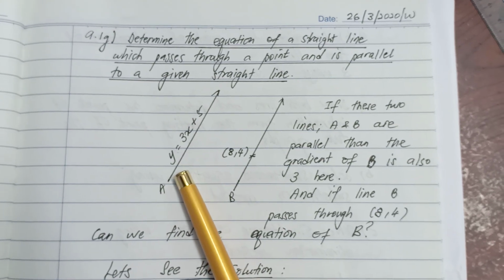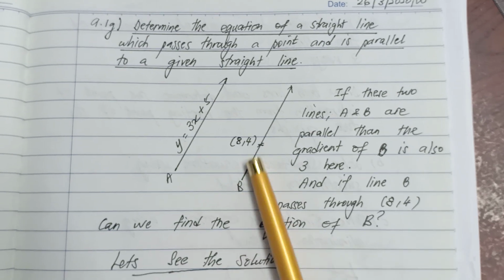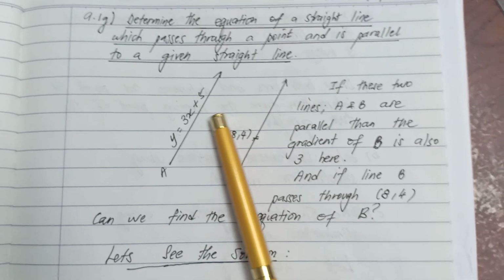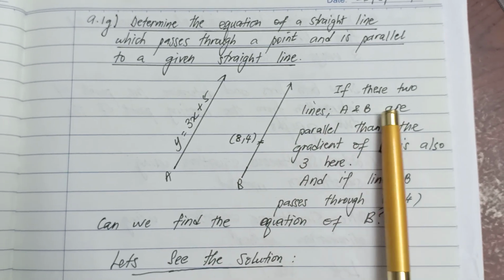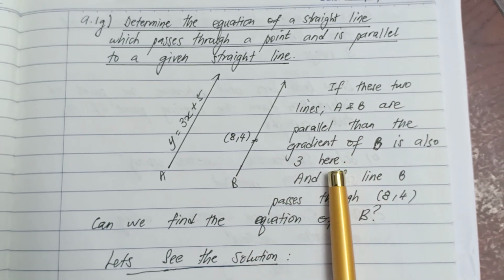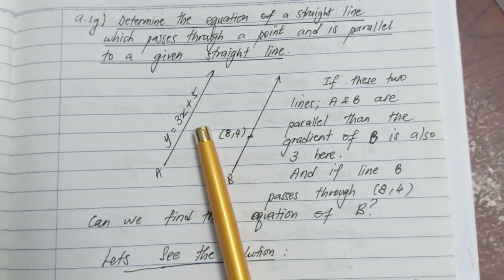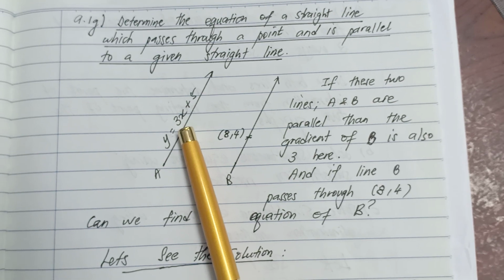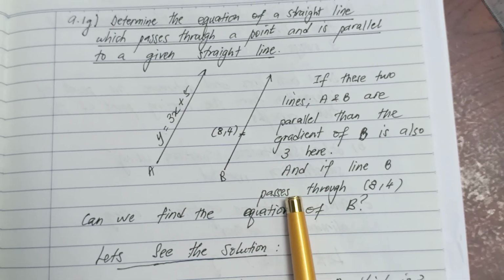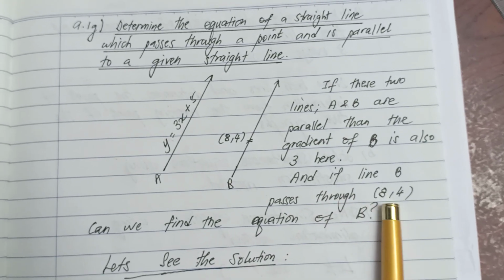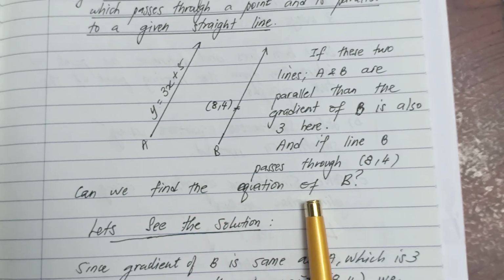A has the equation y equals 3x plus 5. Now B doesn't have any equation, but it's stated that A and B are parallel. So if these two lines are parallel, then B's gradient must be the same as A's. Looking at A, the gradient is 3, so B's gradient is also 3, and it passes through the point (8, 4). Can we find the equation of B now?